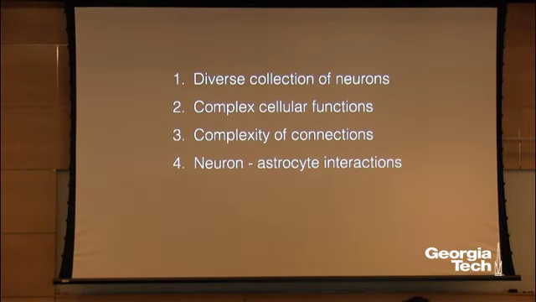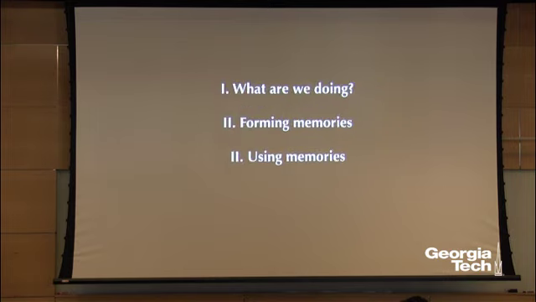Okay, so I've told you that there's a diverse collection of neurons in the brain, including in the hippocampus. They exhibit complex cellular functions. They have complex connections. And what I didn't mention is that we should also not forget that there are astrocytes in the brain. That's another important cellular component of the brain. And we have recently published a paper showing that neurons and astrocytes interact in meaningful ways that may mediate some signal transduction and information processing as well. Okay, so that is a fairly long-winded introduction into how I view the complexity of the brain.